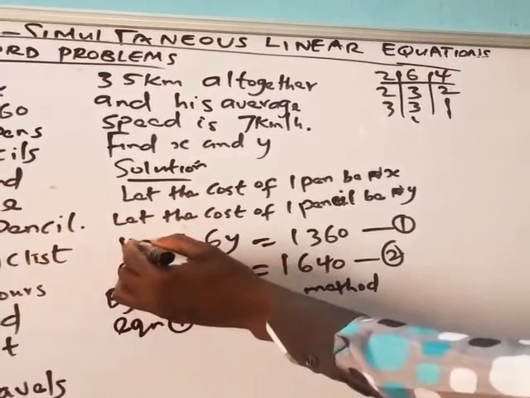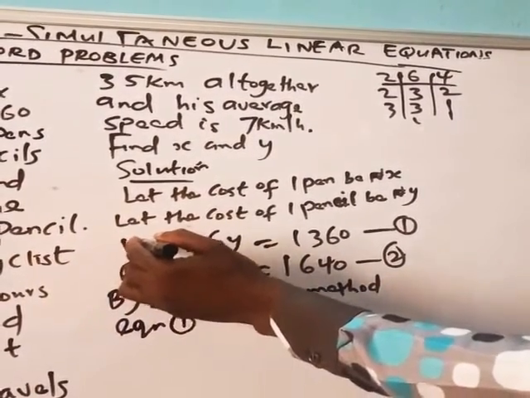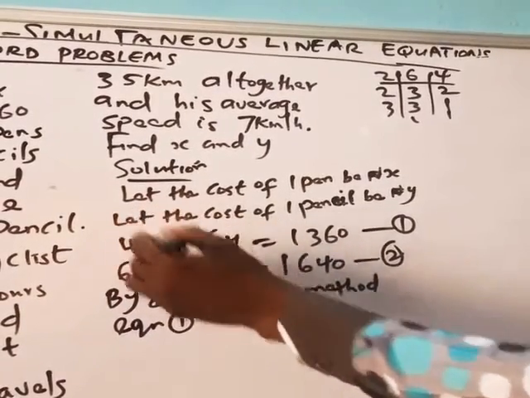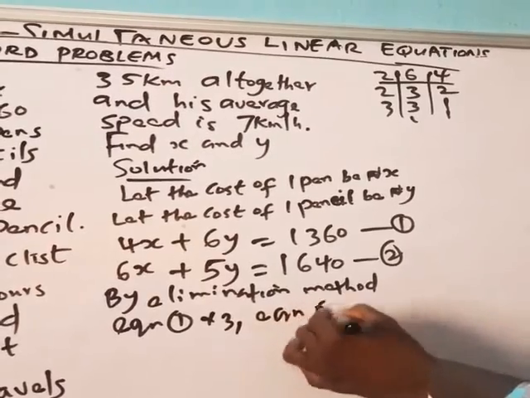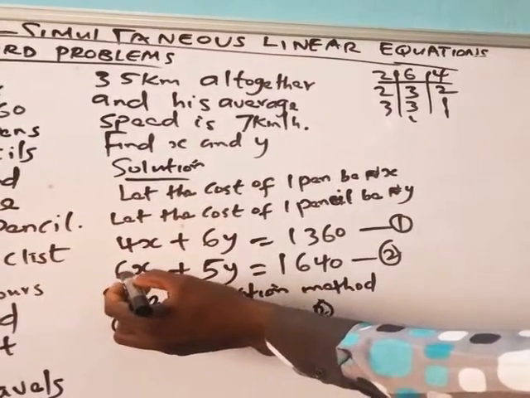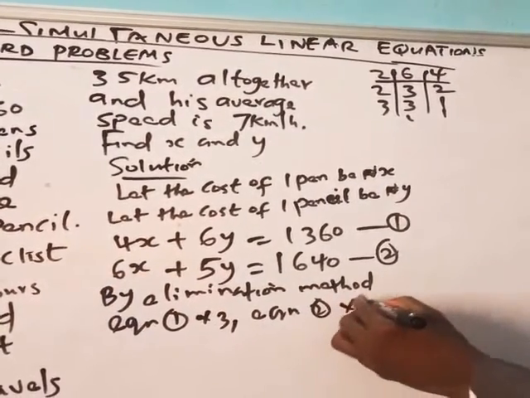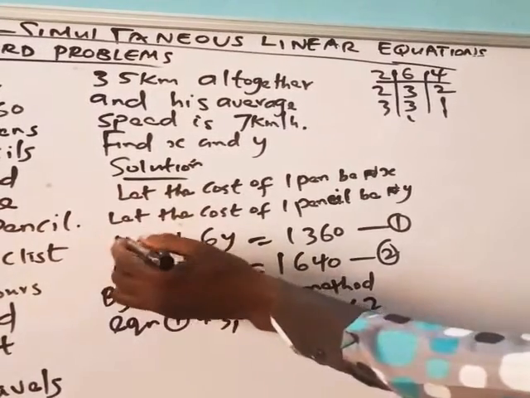Equation 1. I want to make here 4 become 12, so you multiply here by 3 to make it 12. Equation 1 times 3 and equation 2. To make this 6 become 12, multiply by 2. So equation 2 times 2. Now equation 1 times 3.